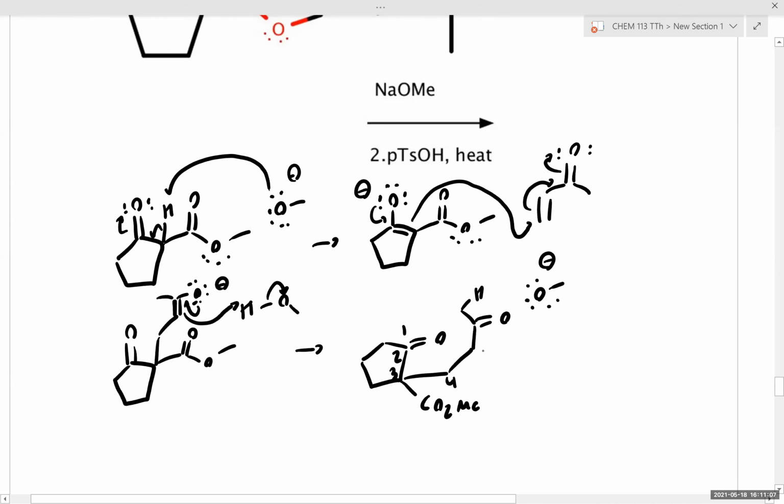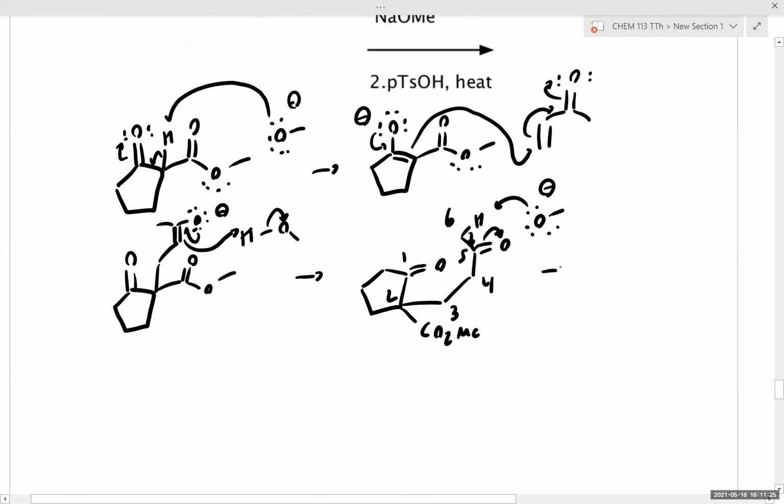So as we notice, if we reacted with our initial enolate, we would get a 4-membered ring. That's too strained to be allowed. So we're going to deprotonate to form an enolate that can condense to give a 6-membered ring product.